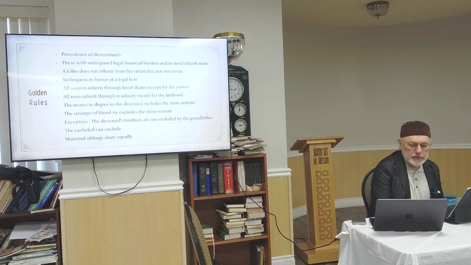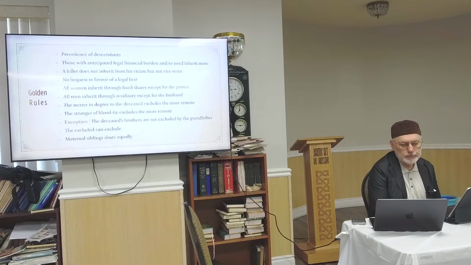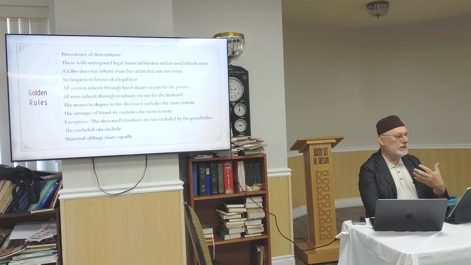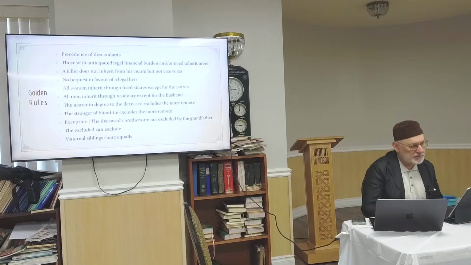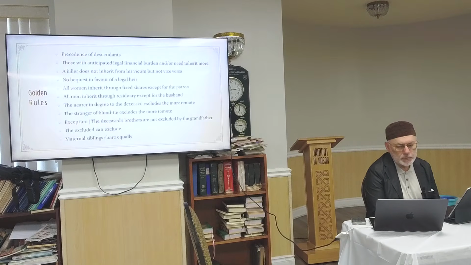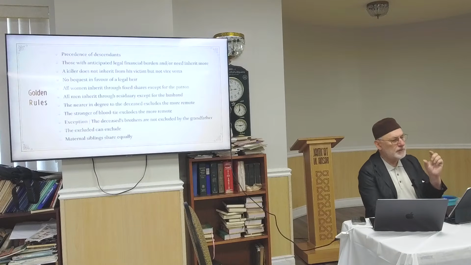No bequest in favor of a legal heir. So the will has to be given to other people, not a legal heir. All women inherit through fixed shares except for the patron. If a female person had a slave and she freed him, then she inherits that person based on different criteria. All men inherit through residuary asaba except for the husband. The husband has a fixed share.